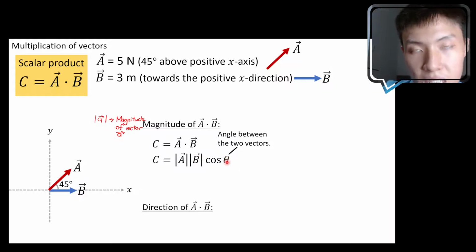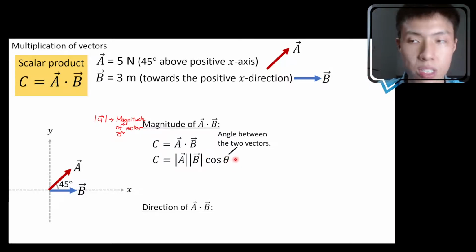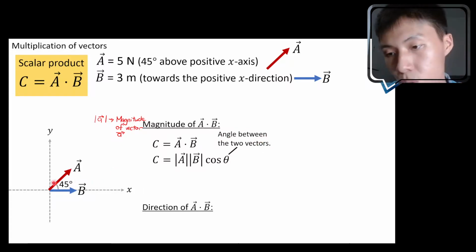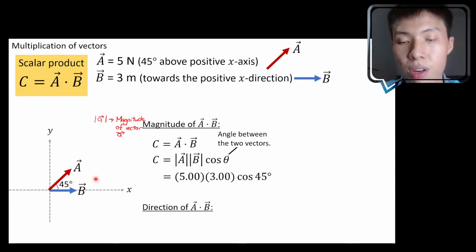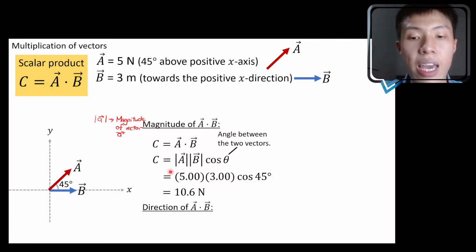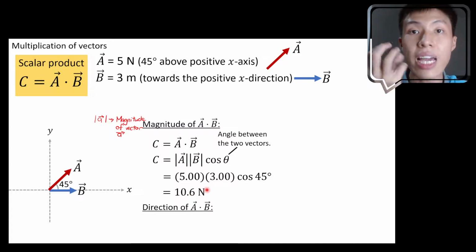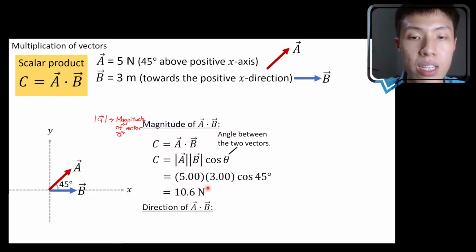The theta here, according to the formula for scalar product, is the angle between the two vectors, which if we see here, between A and B, the angle is 45 degrees. Once we know that, we can substitute everything in. The magnitude of A, 5 Newton, the magnitude of B, 3 meter, and the angle between the two vectors, which is 45 degrees, and we'll end up with our answer of 10.6 Newton. So that is how we determine the magnitude of a scalar product.